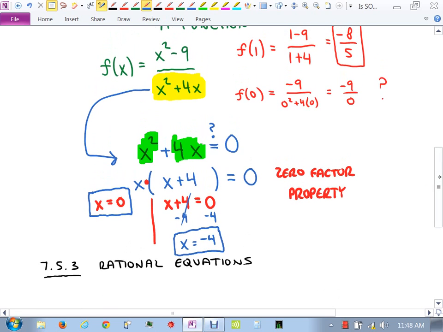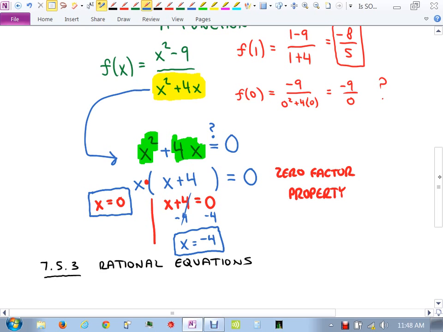Good. So you may not have realized it when you looked at the function initially, right? Back up here. You may not have realized that you plug in 0, you've got problems, right? But there's also another number that causes problems, negative 4. And if you want, you can check it for yourself. Try and plug negative 4 in, and you should get 0 on the bottom. Okay?